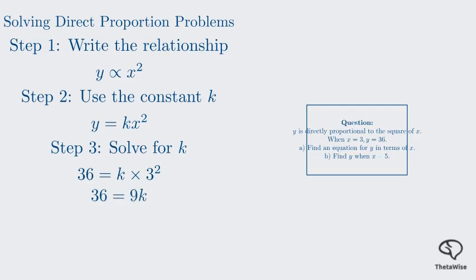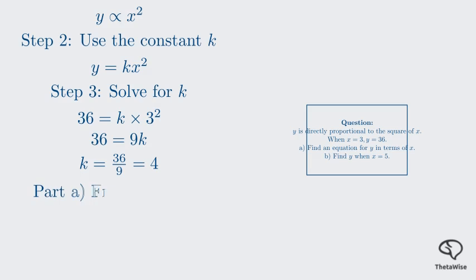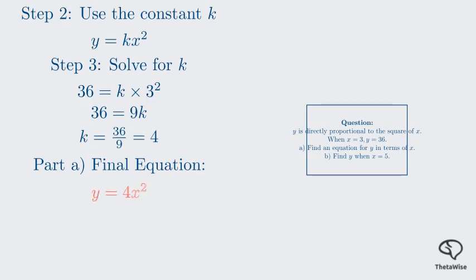This simplifies to 36 equals 9 times k. To find k, we divide both sides by 9. So k equals 36 divided by 9, which gives us k equals 4. Now we can answer part A. The equation for y, in terms of x, is y equals 4 times x squared.